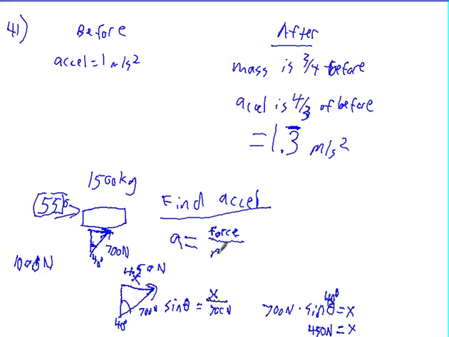Divided by mass. So 1,000 newtons divided by 1,500 kilograms equals 2/3.